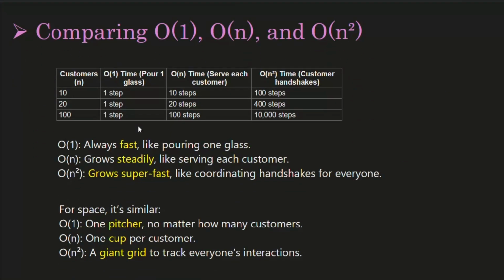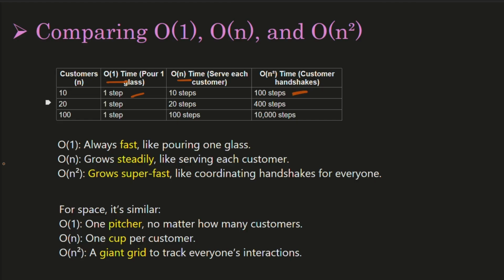Comparing O of 1, O of n, and O of n squared. Let's see how these complexities compare using our lemonade stand. Customers, n equals 10. O of 1 time, pour 1 glass, 1 step. O of n time, serve each customer, 10 steps. O of n squared time, customer handshakes, 100 steps.